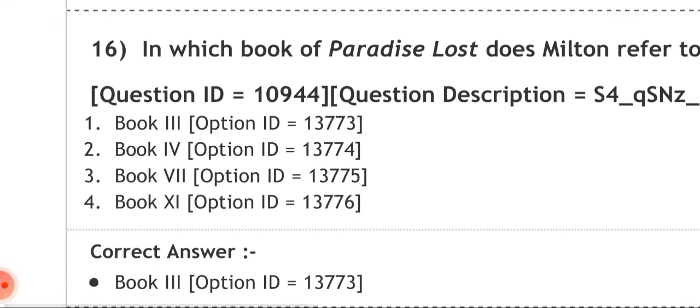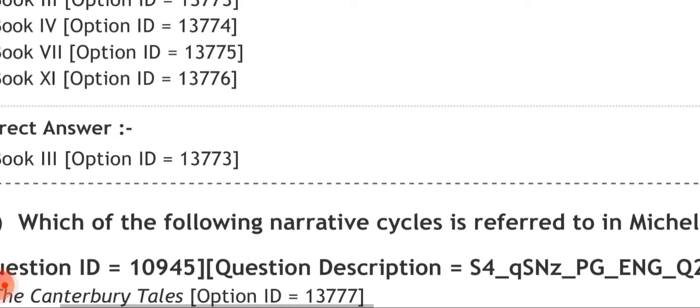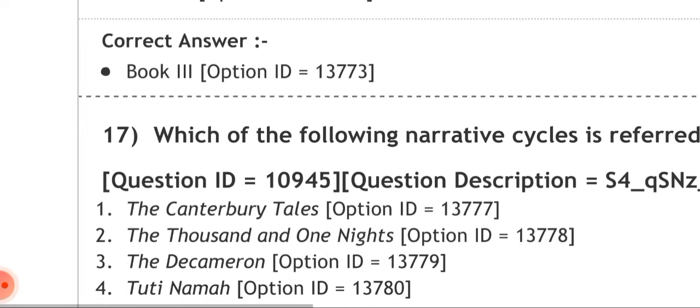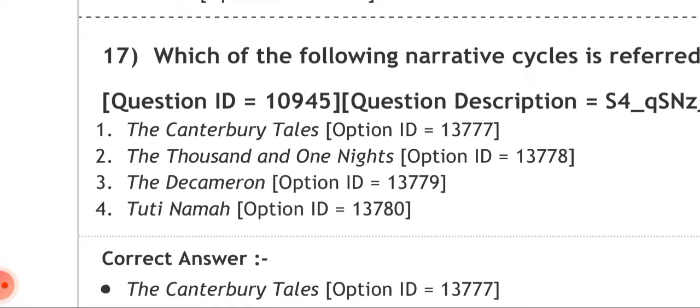Correct answer is book 3. Okay. Next question. Which of the following narrative cycle is referred to in Michel Foucault's What is an Author? The correct answers are given like this. Which one will be the correct one? The Canterbury Tales. Number second is saying the 1001 Nights. Number 3 is saying the Decameron. Number 4 is saying Tutti Namah. The correct answer is the Canterbury Tales.